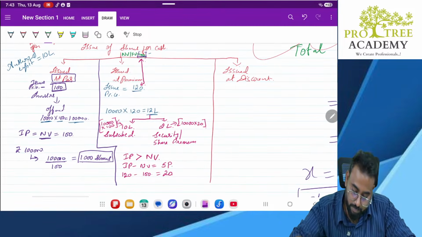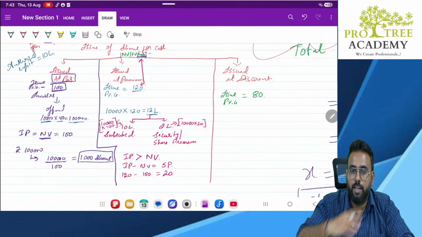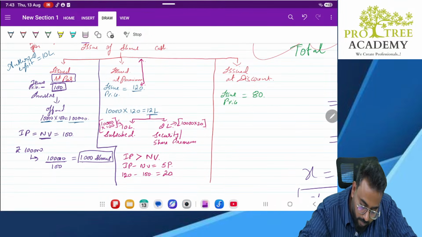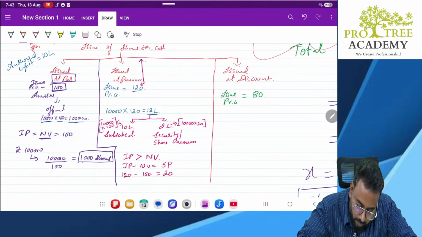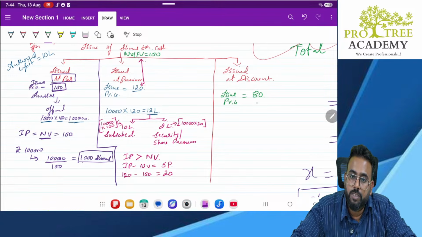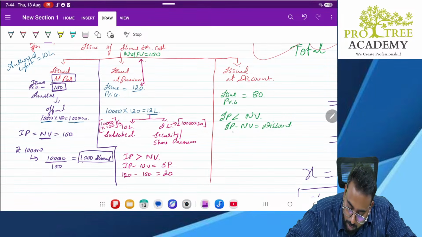Issued at discount. So here what happens is your issue price is 80. Now look at it. What is your nominal value? Sir, my nominal value is actually 100. How much you are getting? Only 80 rupees. What is happening? My issue price is less than my nominal value. So your issue price minus nominal value is equal to discount. 80 minus 100 is equal to 20.